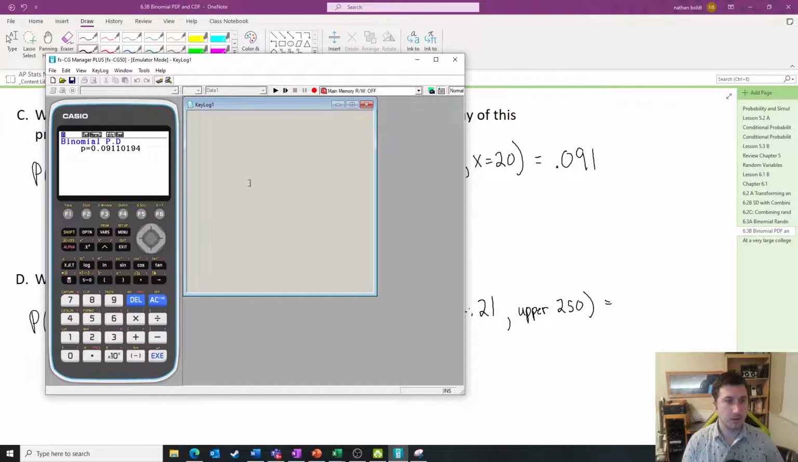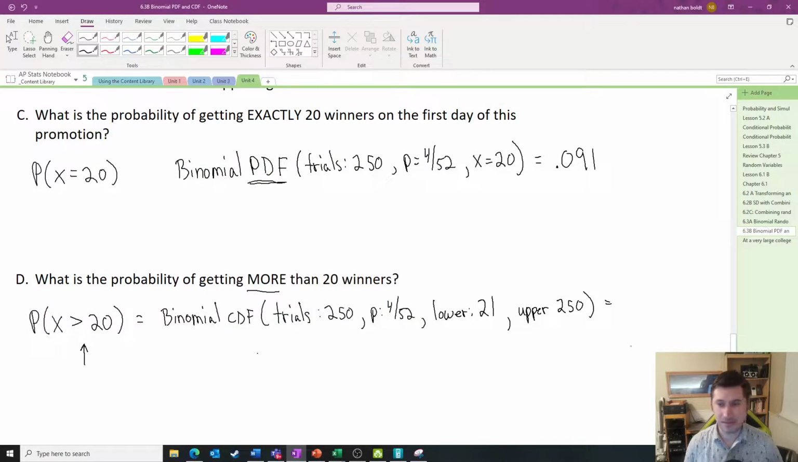So, exit, distribution, binomial, cumulative density, go down. So I want to start at 21. And then I want upper is 250. Trials 250, probability, I can just hit enter. So I get 37%, 0.37.